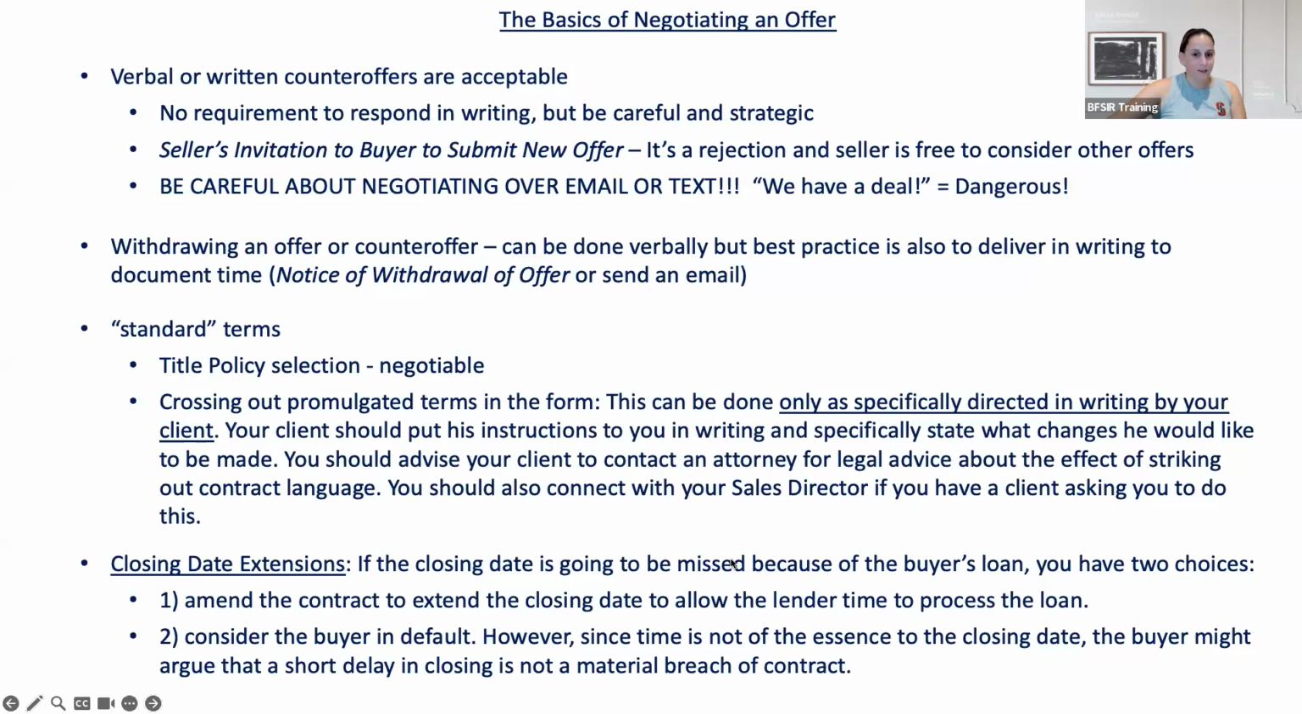Okay. Moving on. So what time is it? 9:45. Closing date extension. If the closing date is going to be missed because of the buyer's loan, you have 2 choices, and it depends strategically what side you're on, what you want to do. You can amend the contract to extend the closing date, and that gives the lender more time. Or after the closing date, the buyer is in default.